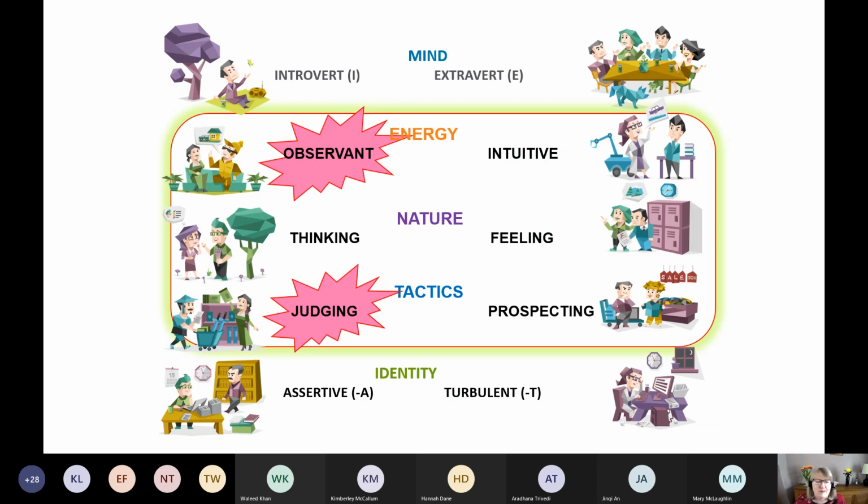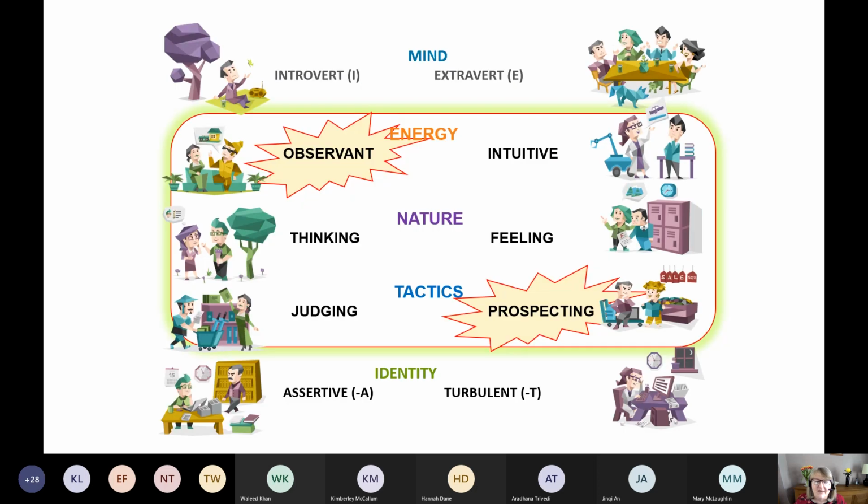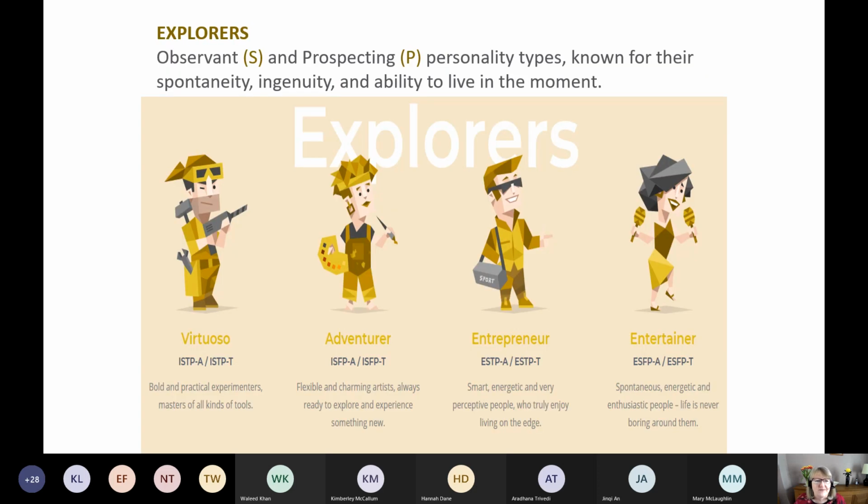So those types then that have observant and judging in common are sentinels. And those personality types are known for their practicality and focus on order, security, and stability. And then finally, those types that share observant and prospecting are explorers, known for their spontaneity, ingenuity, and ability to live in the moment. And I think that sounds like the most exciting of the signs.